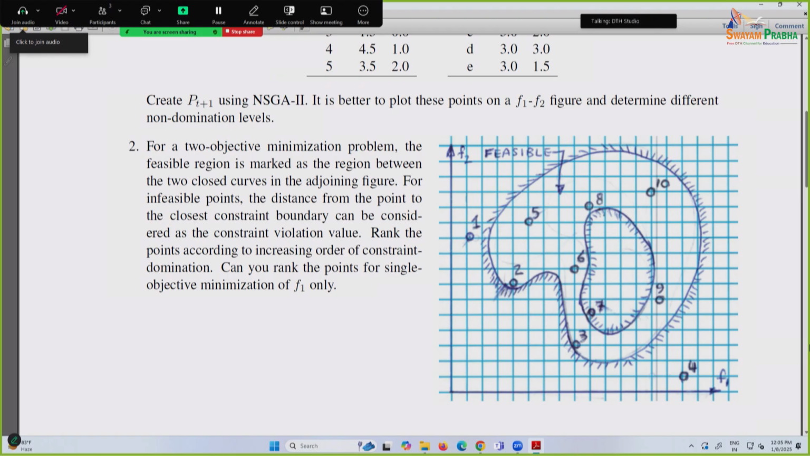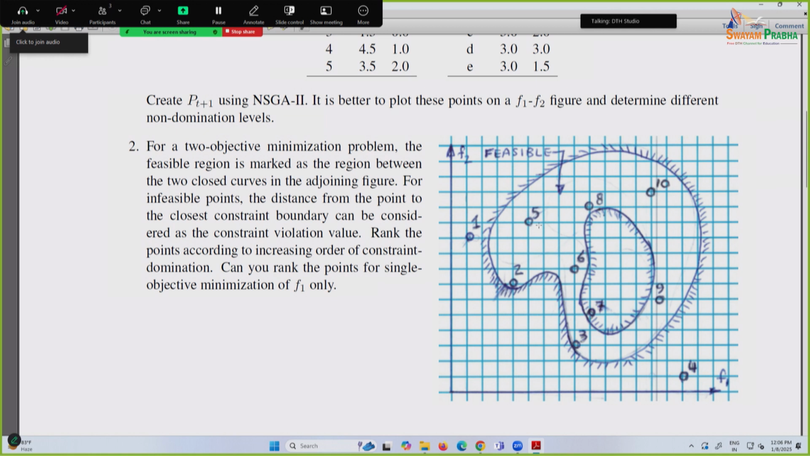We talked about that, right? So for an infeasible point like 7, you consider the distance to the nearest constraint boundary as the constraint violation. So 7 has a very small violation because it's very close to the constraint boundary compared to 1. 1 is a little away from the constraint boundary, so 7 has a smaller constraint violation than 1. 4 has even more constraint violation than 1. But 10, what is the constraint violation for 10? 0, because it's a feasible solution.